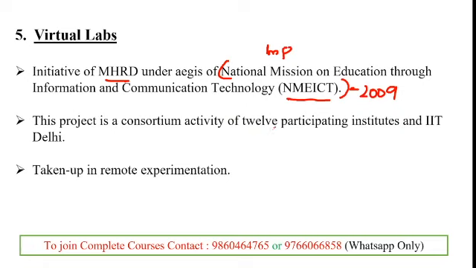Clear. And this project consortium is an activity of 12 participating institutes and IIT Delhi. So you must remember that 12 participating institutes, it may or may not come, but IIT Delhi you must remember, and it is remote experimentation. Here the virtual labs consist of approximately 700 plus web-based experiments. So for experiments on a virtual basis, the virtual lab helps the students to get information online. Clear. So it is a remote operation and viewing.